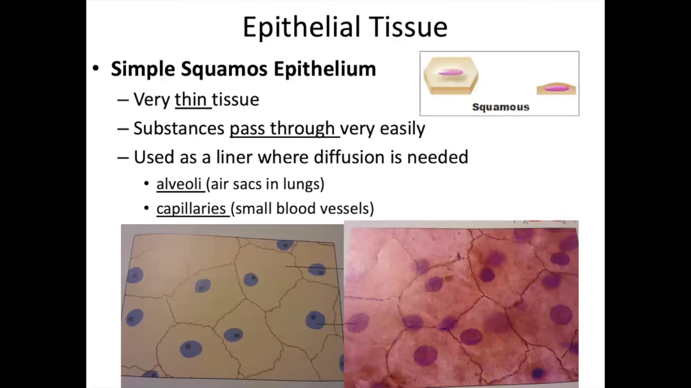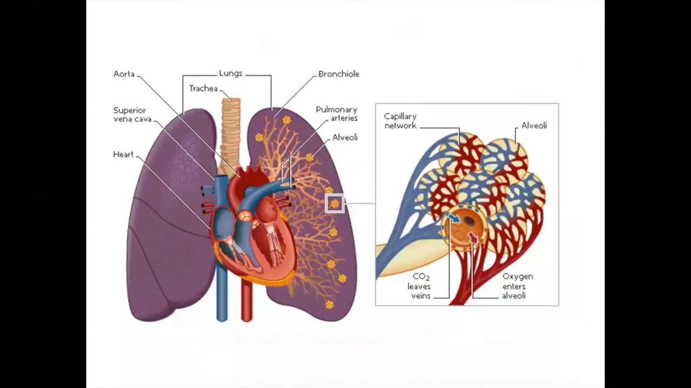Same thing happens in your digestive system too. Your digestive system is also surrounded by capillaries with that simple squamous epithelium so you can get nutrients. This is just a picture of your lungs. And then you zoom in on this little cluster here, you see these are alveoli, and they're surrounded by blood vessels, the capillaries. So oxygen travels into the blood, and now you have oxygen in your blood.